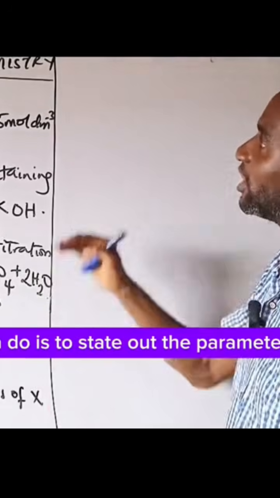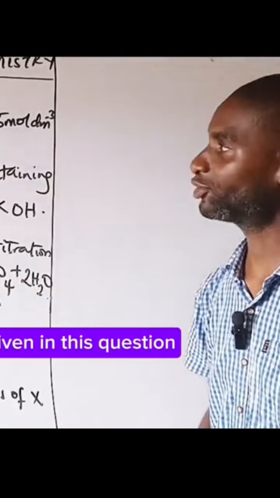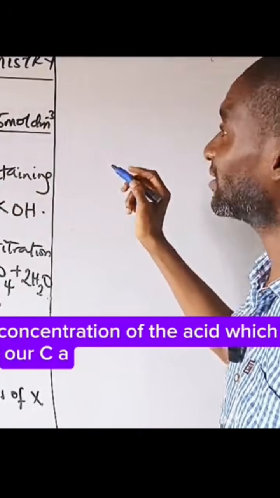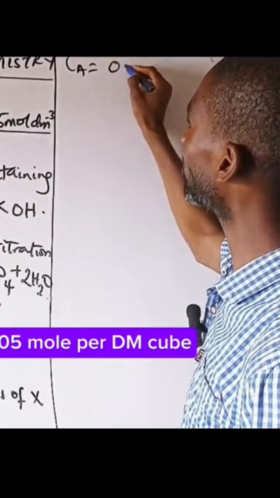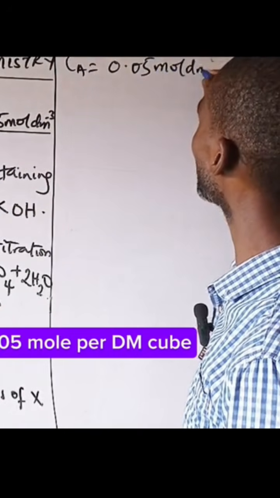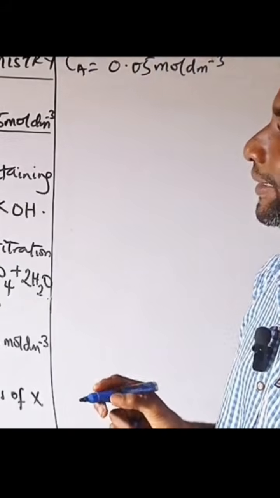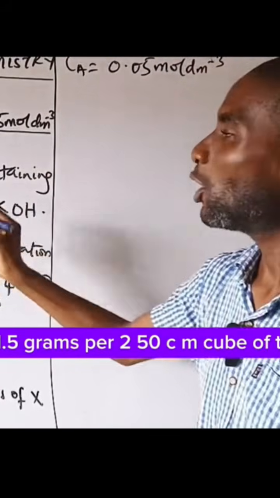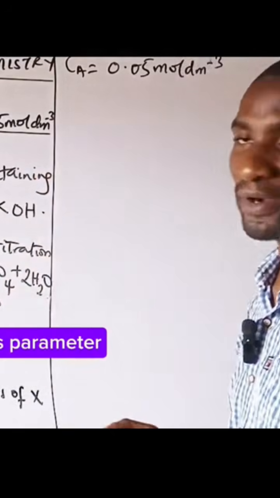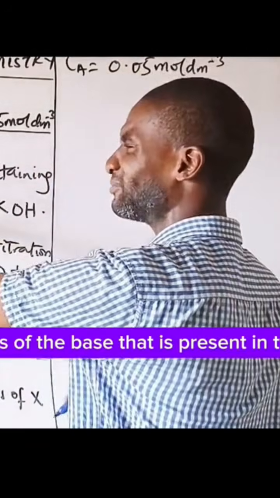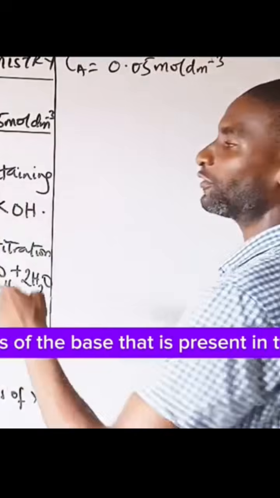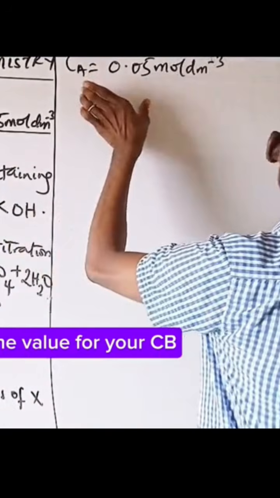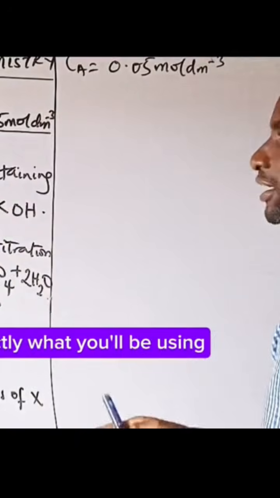The next thing you want to do is to state out the parameters you were given in this question. A is containing this. So this value is the molar concentration of the acid, which is our Ca, and that is 0.05 mole per dm cube. All right. B is a solution containing 1.4 grams per 250 cm cube of this. What does this value represent, this parameter? This is the amount in grams of the base that is present in 250 cm cube of the solution. This is not the value for your CB. This is not exactly what you'll be using. So let's write out that part.